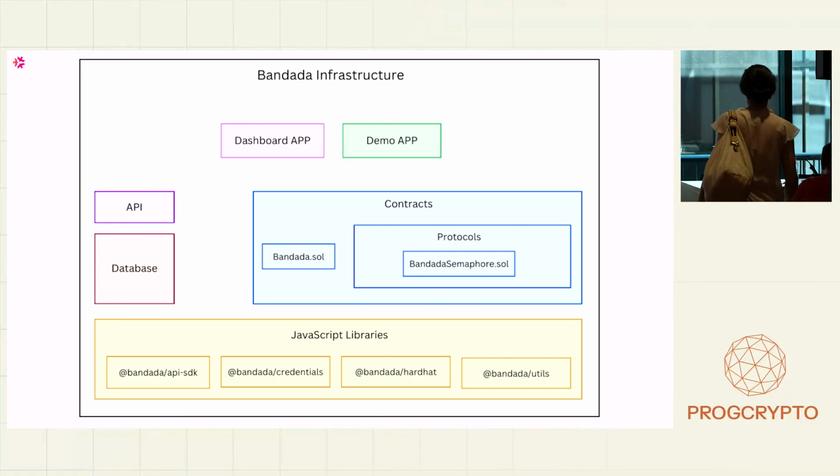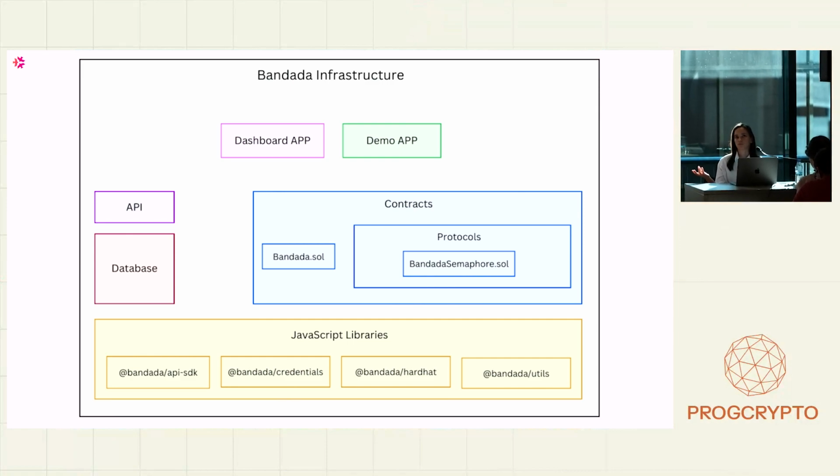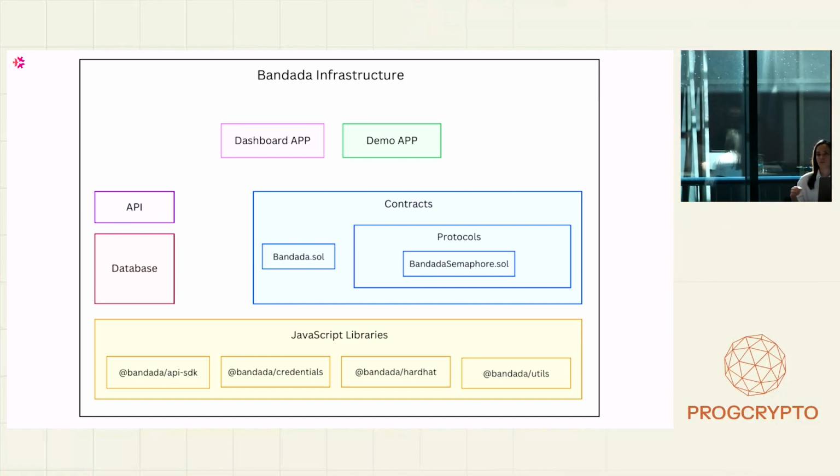This is the Bandada infrastructure. I will talk a bit about it. We have the dashboard app and also the demo app, which is called client app in the repo. I will show you that later too. With the dashboard app, you can manually create a group and add members; it is a platform for that. And the demo app, the client app in the repo, is an example app to join a group using invite links.